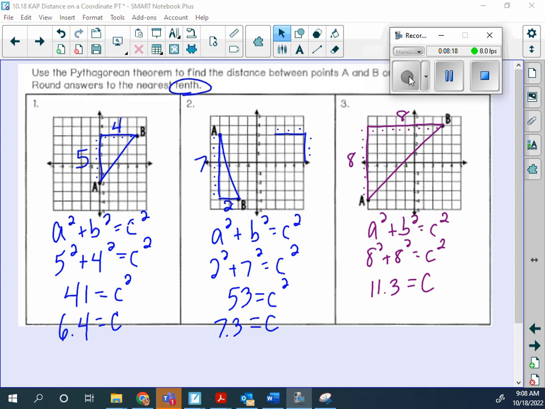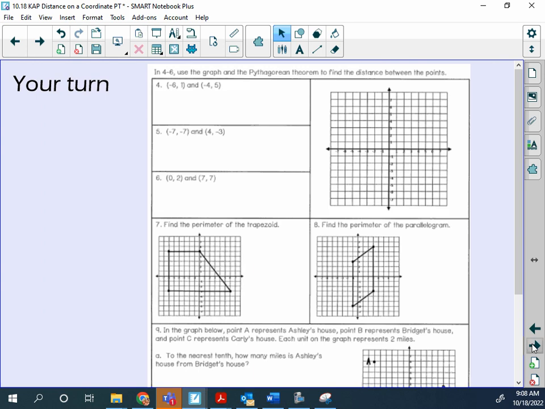Okay, you should have gotten 11.3. Anybody have a question on that? Are we good? Okay, so now on the next page, I'd like for you to work this with your table group. If you look at 4 through 6, notice that they're asking you to find the distance between the points. So what do you have to do first? You have to plot the points.